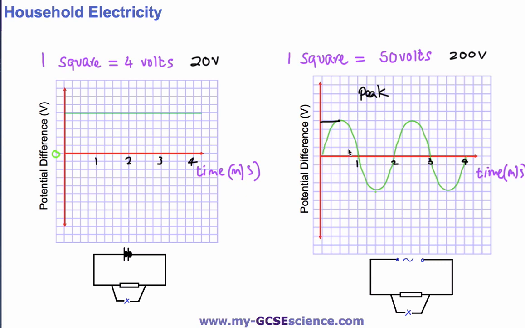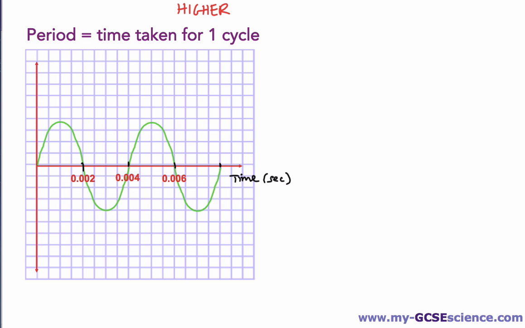Okay, so there's some information about alternating and direct current. The next thing we're going to deal with is actually for the higher paper, and we're going to work out how we can calculate the frequency based on these types of graphs that you might get off an oscilloscope.